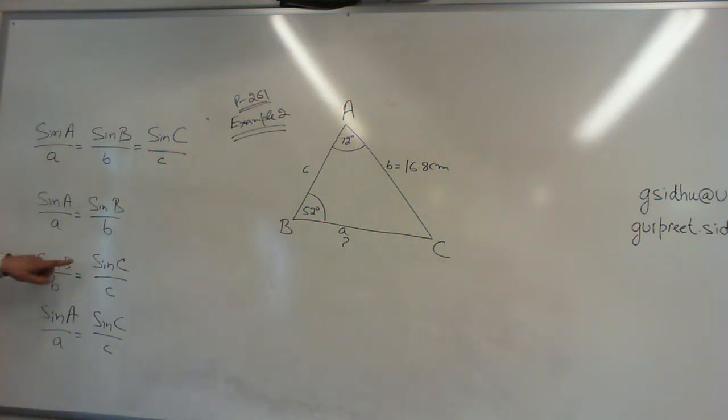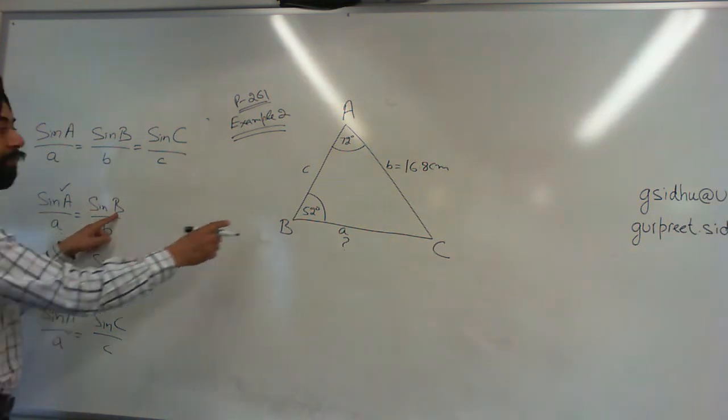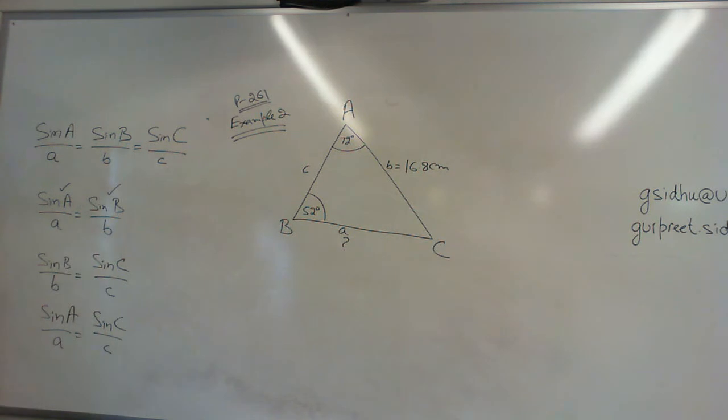Do you know angle C? No. Do you know side C? So why would you use this? What about the first one? A and B, because angle A is known, right? If you know angle A, you can find sine A. Angle B is known, 52 degrees, so this is also known. A is what you have to find. This is your unknown, and you have to calculate it.